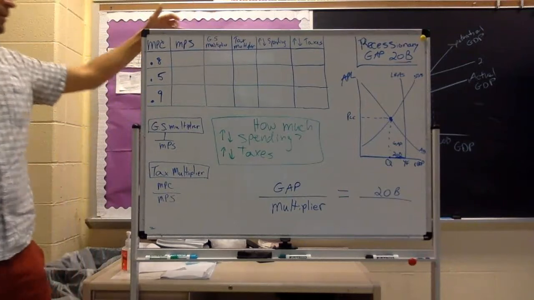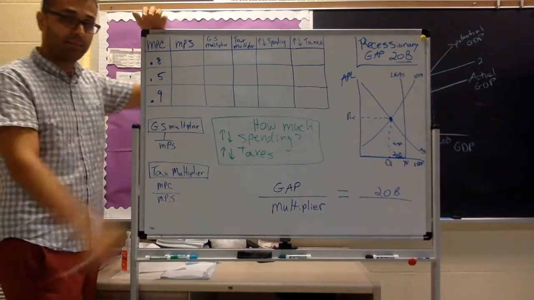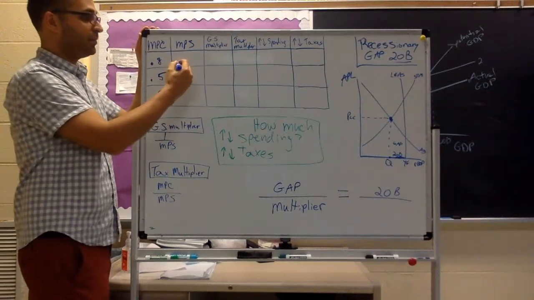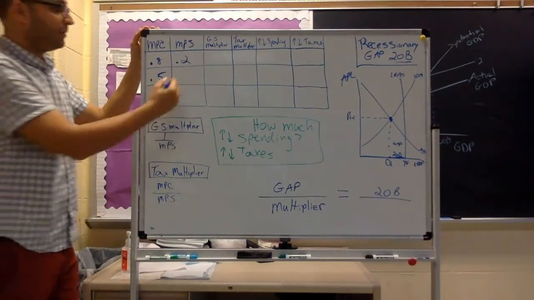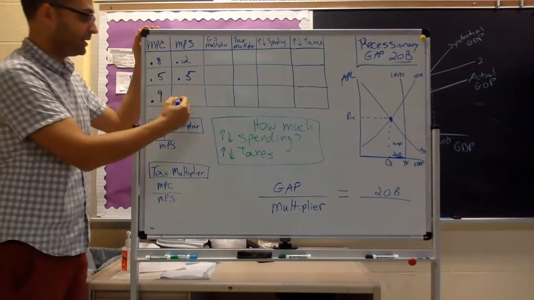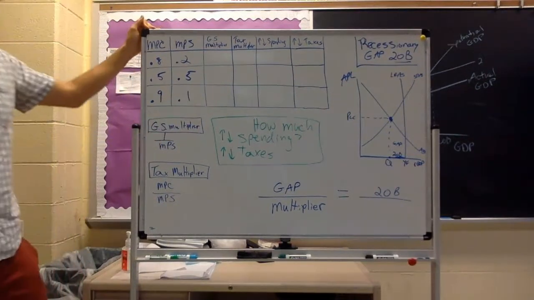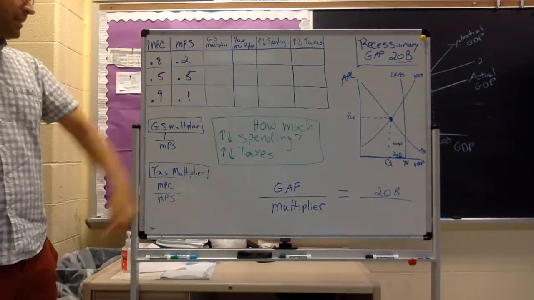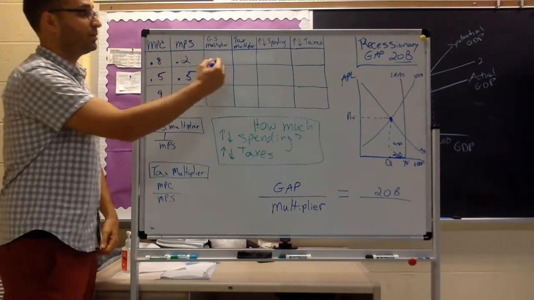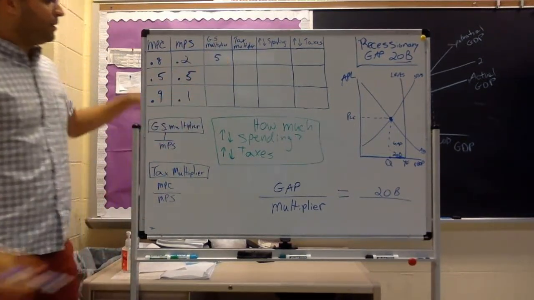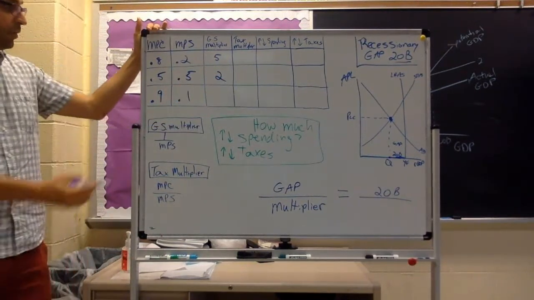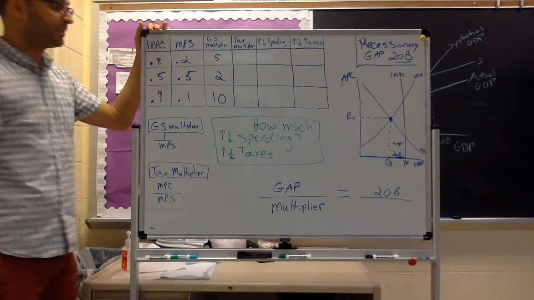So the first thing you've got to do is figure out what the MPS is if I have the MPC. They have to equal 1, so 0.8 means the MPS must be 0.2. 0.5, it must also be 0.5, because that has to equal 1. And then MPC is 0.9, this has to equal 0.1. So now I can figure out my government spending multiplier. Government spending multiplier is 1 over the MPS, so 1 over 0.2 is 5, 1 over 0.5 is 2, and then 1 over 0.1 is 10. That's my government spending multiplier.